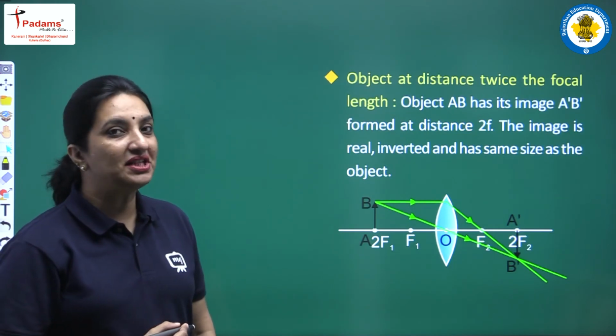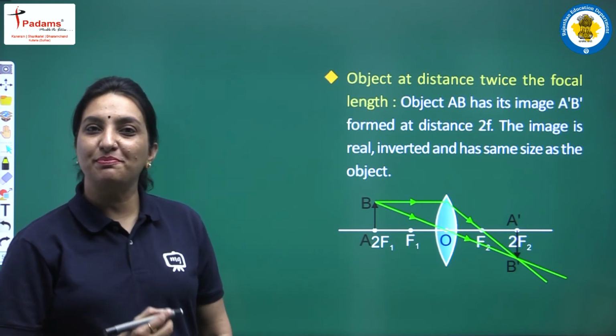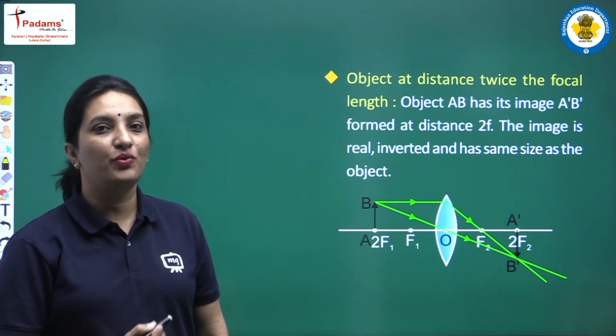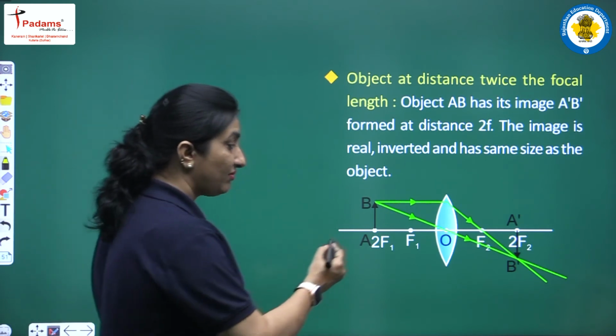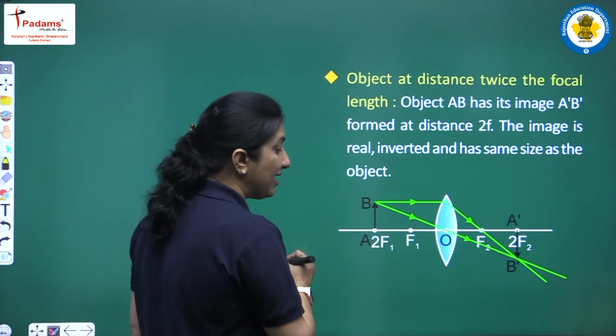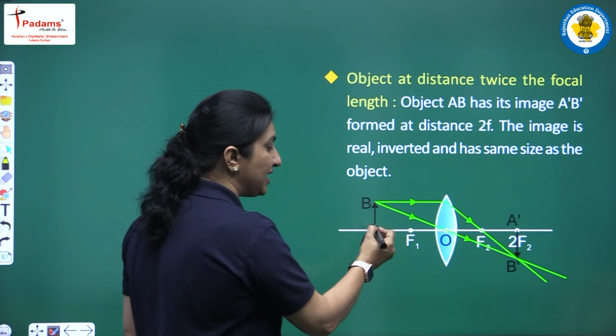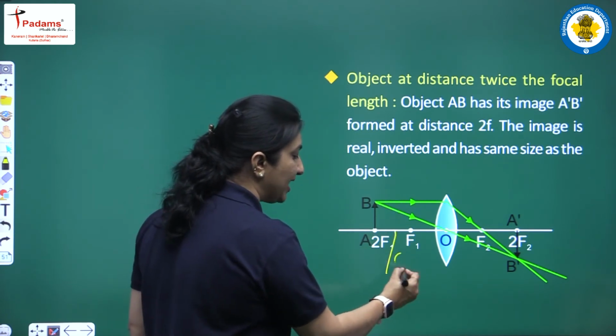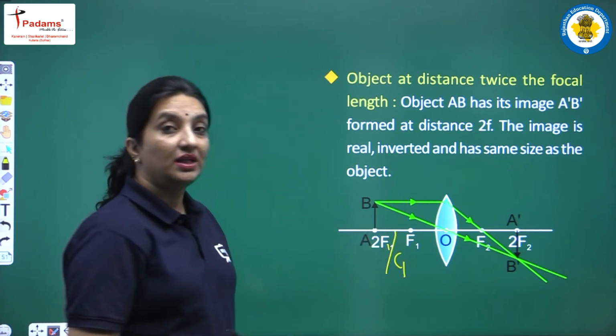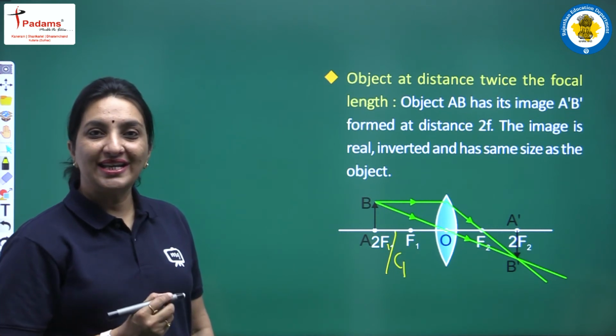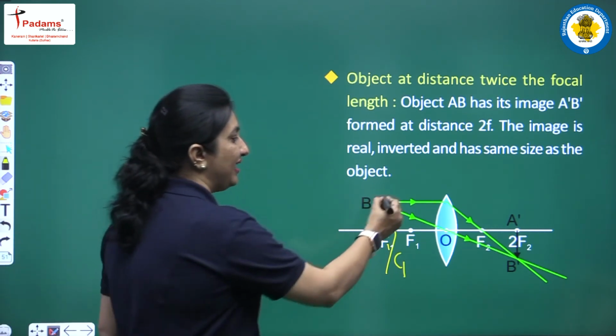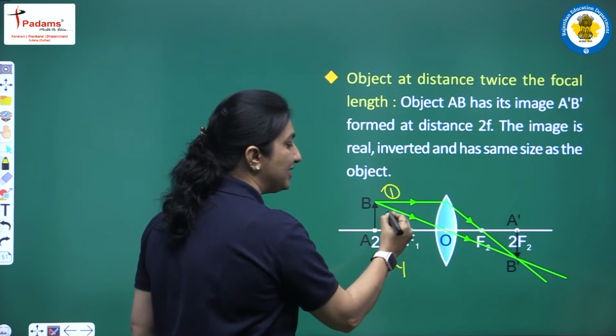Now let's see the third position when the object is placed at 2F1, or we can say C1. Now here the object is placed at 2F1. AB is the object and it is placed at 2F1, or we can say C1. So again we will take two rays which are incident, and let this be my first ray and this be the second ray.